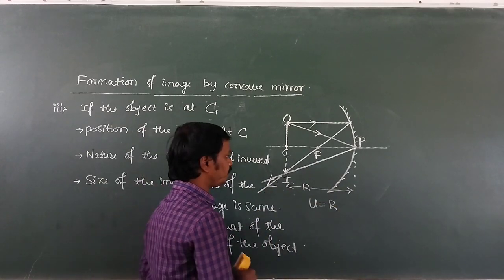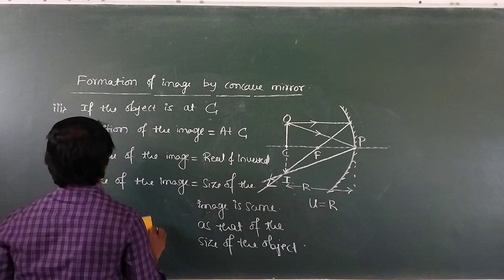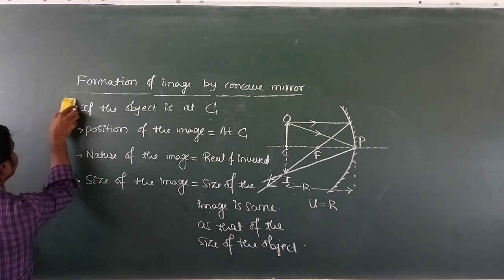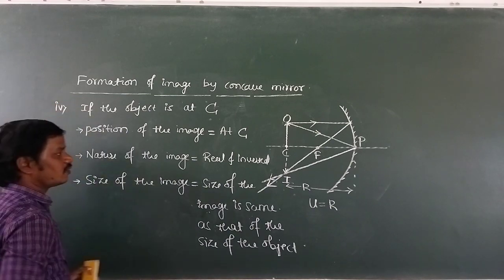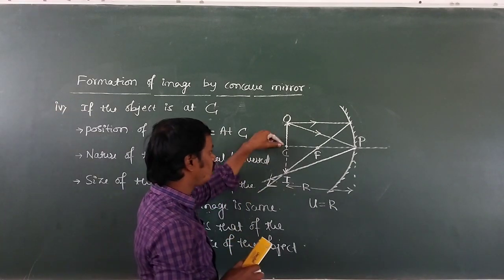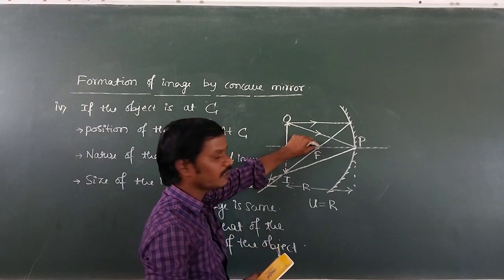Okay, now let us move to the fourth case. What is the fourth case? The fourth case is that when the object lies in between C and F.